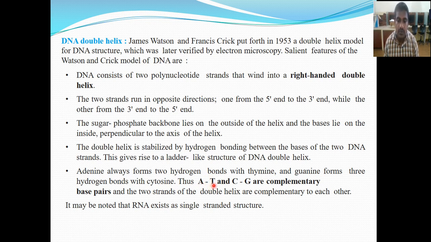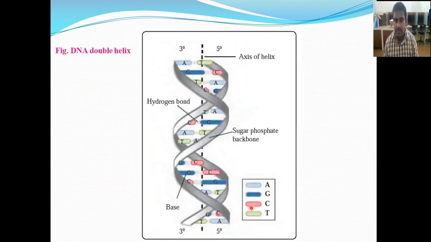Adenine and thymine are held together by hydrogen bonding. Adenine always forms two hydrogen bonds with thymine, and guanine forms three hydrogen bonds with cytosine. That is, they are complementary to each other. So that's why DNA is a double helix and complementary, and in the case of RNA it is a single strand.